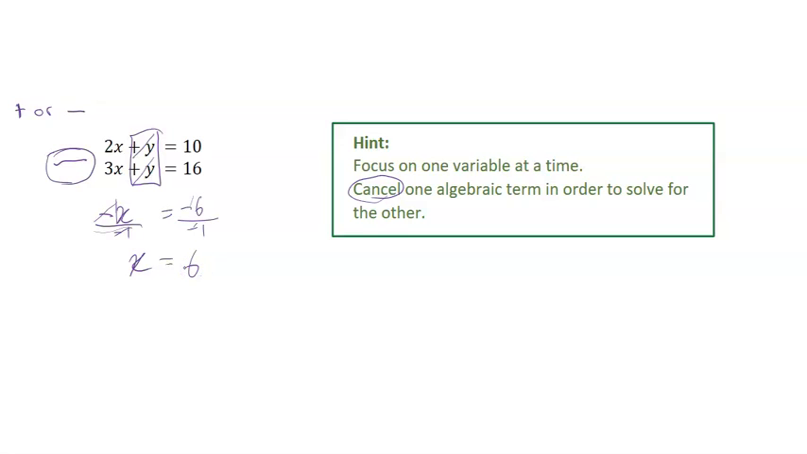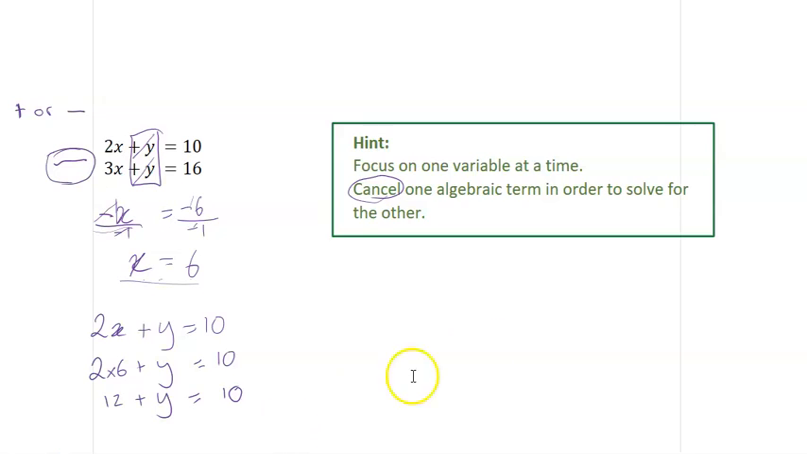Okay, so the next step from here, now that I've got one of these terms solved, great. The next step is to substitute into one of these equations. So if I take that first one, 2x plus y equals 10, I'm going to take that 6 that I have now for x, and I'm going to put it into that position. So 2 times 6 plus y equals 10. 12 plus y equals 10.